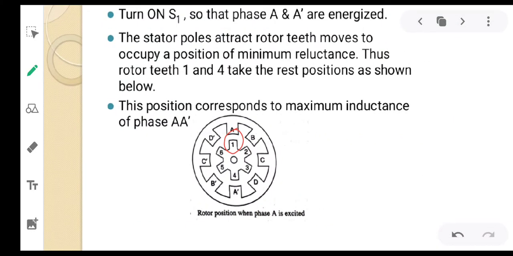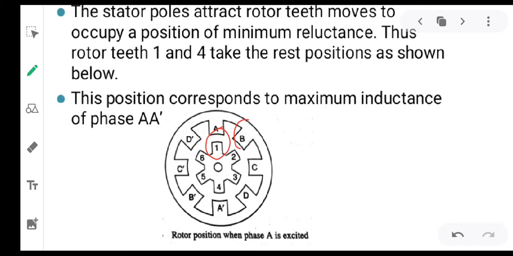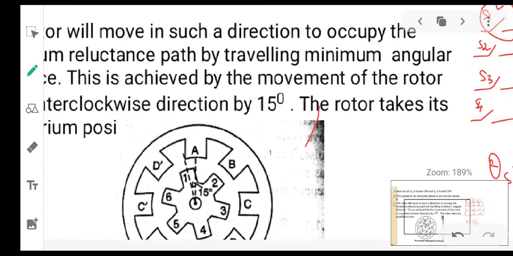Soon after, the next phase is excited. B dash is being excited. So what is the tendency? Here you can see that rotor position 2 will move slightly in the anti-clockwise direction, so that again it will have minimum reluctance, aligned with the teeth of B. This will be the structure.